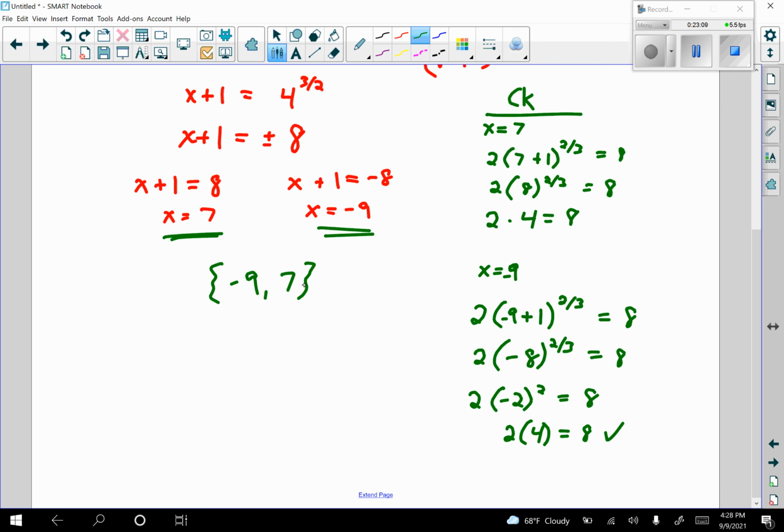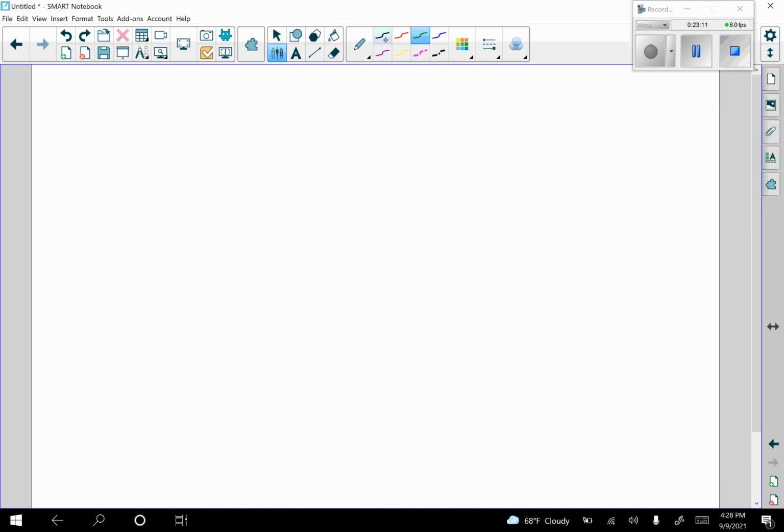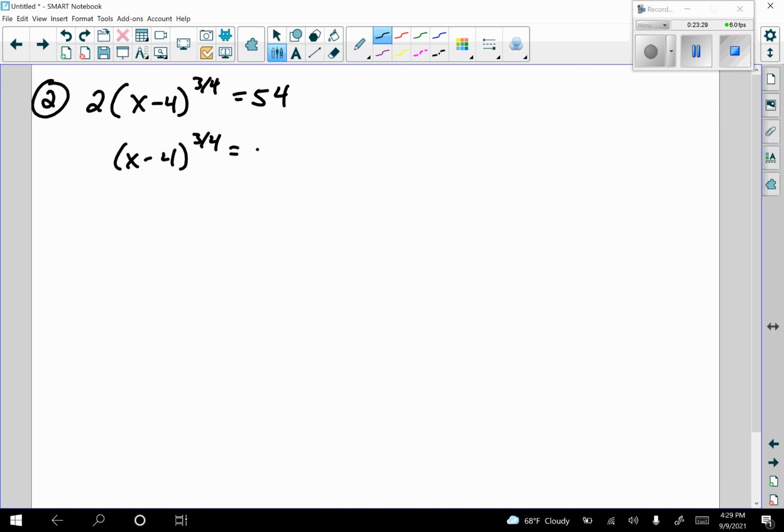Okay, let's try one more of this. So I want to start this one out just like the last one. I want to divide both sides by 2. So we're going to get x minus 4 to the 3/4. Half of 54 is 27. So now what I want to do to get rid of the 3/4 is to raise this to the reciprocal, so this becomes 4/3. That's what I want to do with this side.